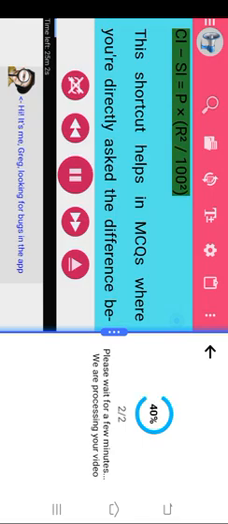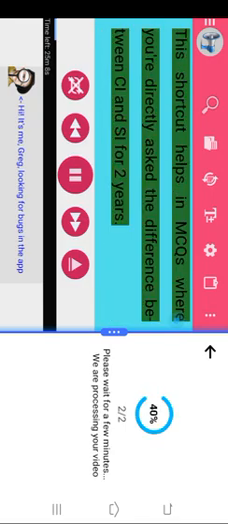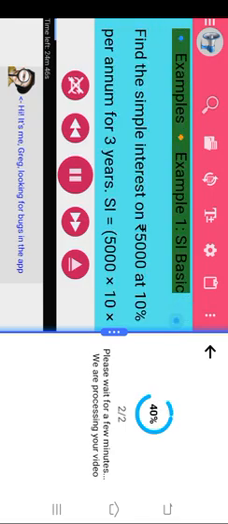Shortcut: the difference between C and SI for 2 years, when time equals 2 years. You can use this formula to quickly find the difference. C minus SI equals P times R squared over 100 squared. This shortcut helps in MCQs where you're directly asked the difference between C and SI for 2 years.